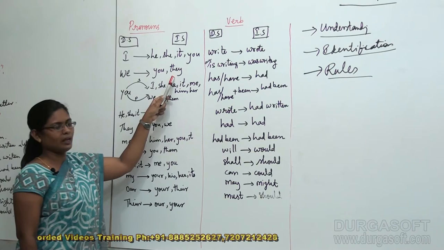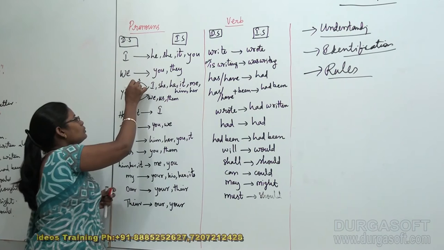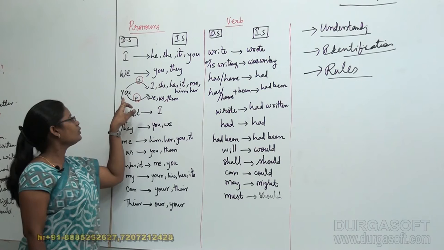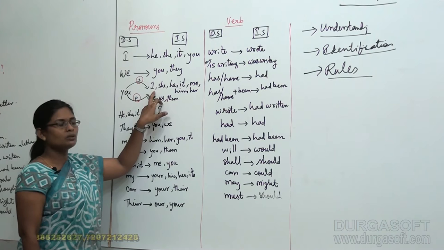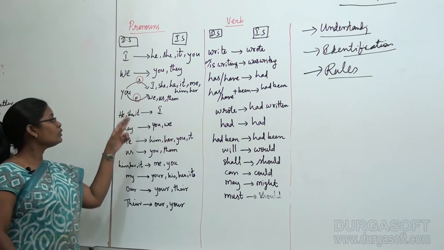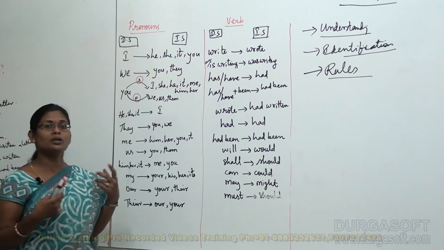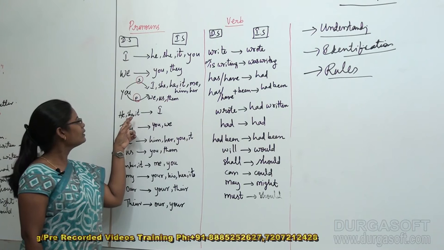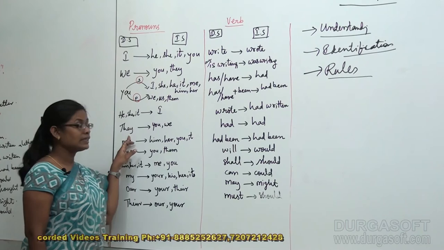And coming to you, there is a little bit of a problem with you. You have to satisfy two people here. When you is mentioned in direct speech, if you is singular, it gets converted into either I, she, he, it, me, him, her in the indirect speech. In case you is plural, if we are speaking about a plural subject taking you as a center, obviously it gets converted into we, us, them. Next, he, she, it gets converted into I, they gets converted into you and we.